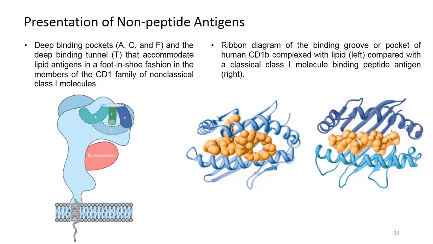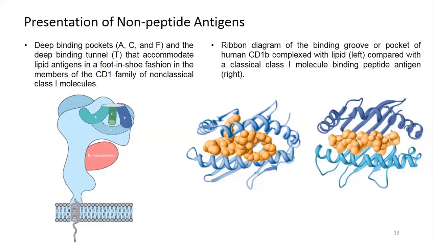Many different lipids and lipid-linked structures have been found to associate non-covalently with CD1 molecules. In general, most of these are glycolipid and lipoprotein antigens, where the lipid moiety fits into the deep pocket within the CD1 binding groove and the hydrophilic head group remains exposed, which then reacts with the T cell receptor.